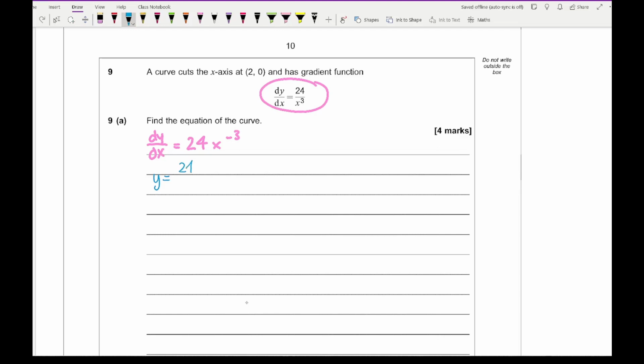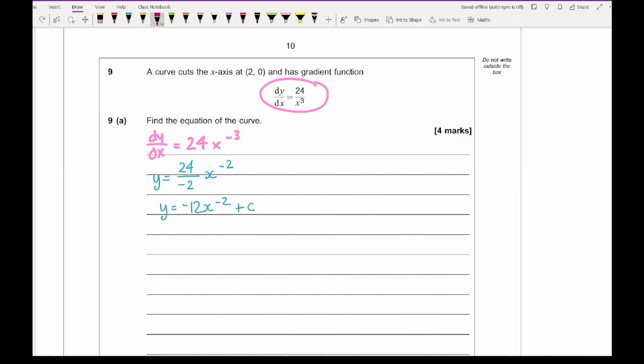So then integrating this equation, I get y equals, and again increasing the power by 1 divided by a new power, I get 24 divided by minus 2, and it's going to be x to the power of minus 2. Then simplifying this, I get y equals, well, that should be a 2, not a 4. Don't know where I've got 4 from. And divided by the new power. So then that becomes minus 12x to the minus 2 plus c.